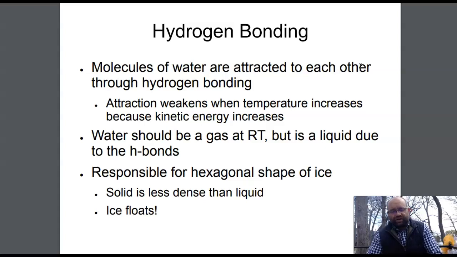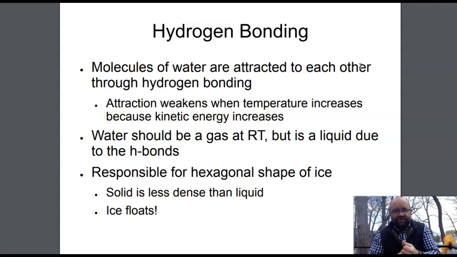Solid water has a hexagonal shape. It looks like a hexagon if you line up those water molecules. Solid ice is going to be less dense than the liquid. Why? Because of that hexagonal structure. There are going to be fewer water molecules per unit area as a solid versus a liquid. Because it's less dense, ice floats.